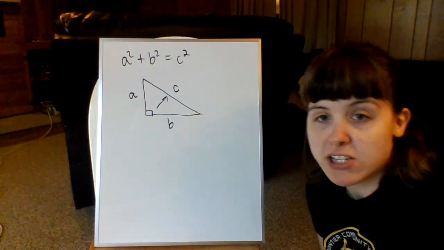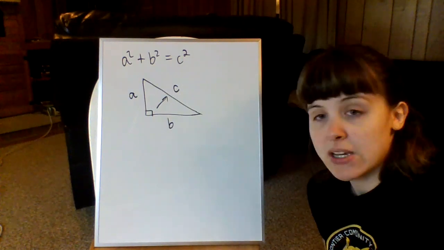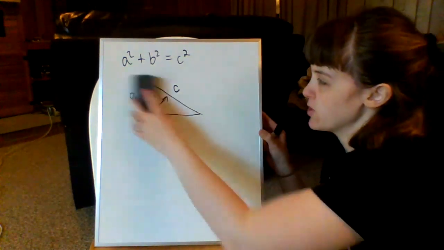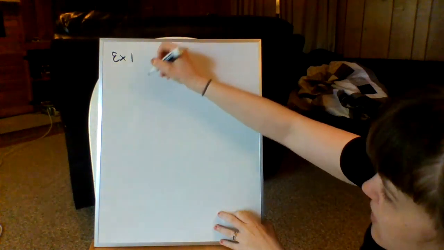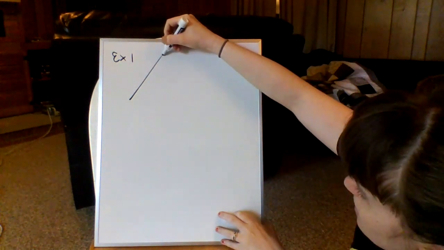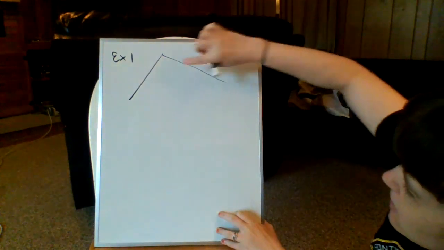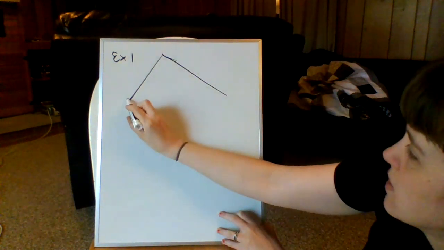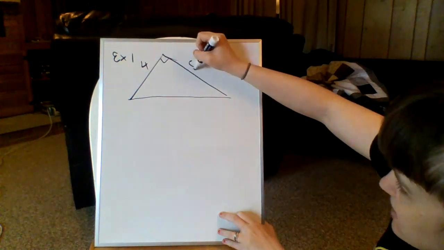Okay, so I'm going to remind you how to find missing sides of a right triangle using the Pythagorean theorem, and then you'll have a Google form on this idea. Okay, so this is going to be pretty short. Alright, so example 1, we have this picture. So this is 4, this is 8, and this is c.